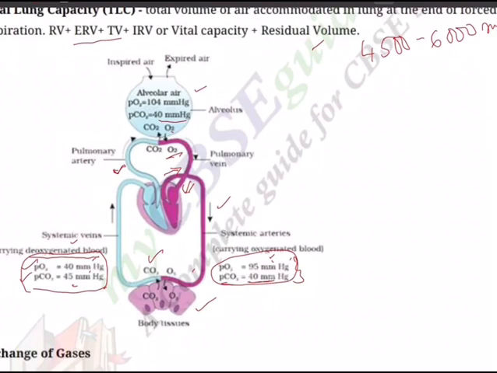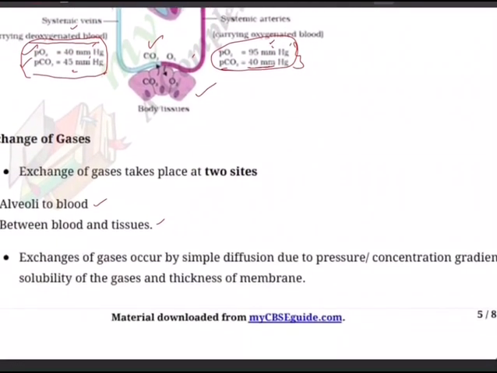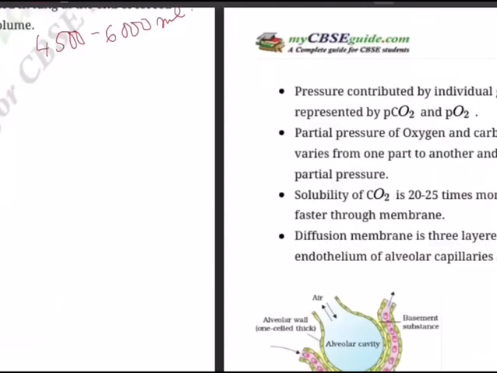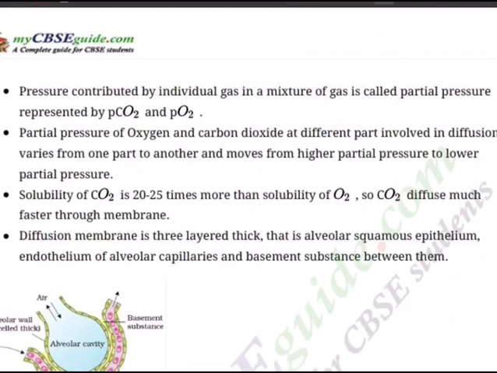as you are seeing, oxygen separates from oxyhemoglobin and diffuses from the blood into the tissue fluid and then into every cell of the tissue. And carbon dioxide diffuses from the tissue cells into the tissue fluid and then into the blood in the capillaries. So this is how the partial pressure plays a crucial role in exchange of gases. And exchange of gases occurs simply by diffusion due to pressure or concentration gradient. Solubility of the gases and thickness of the membrane are the other factors that influence the exchange of gases.